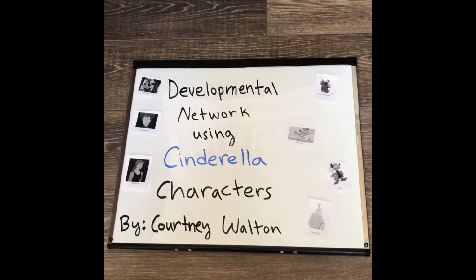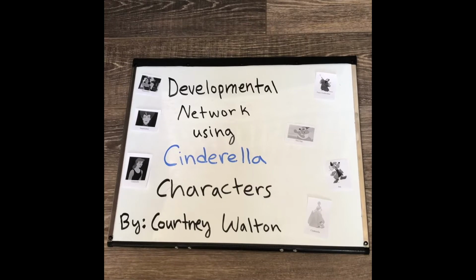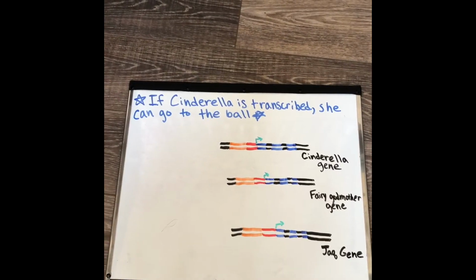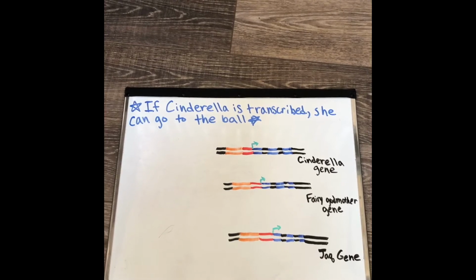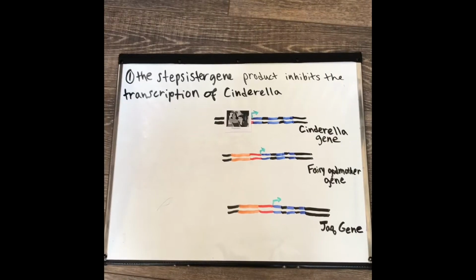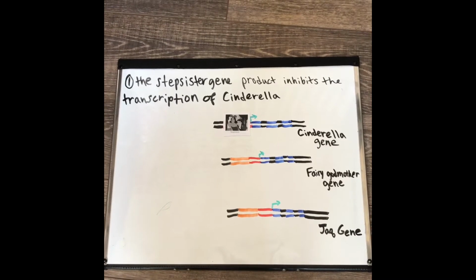So today we're going to be talking about developmental networks using the characters in Cinderella. So in this developmental network, if the Cinderella gene is transcribed, she can go to the ball. The stepsister gene product inhibits the transcription of the Cinderella gene.